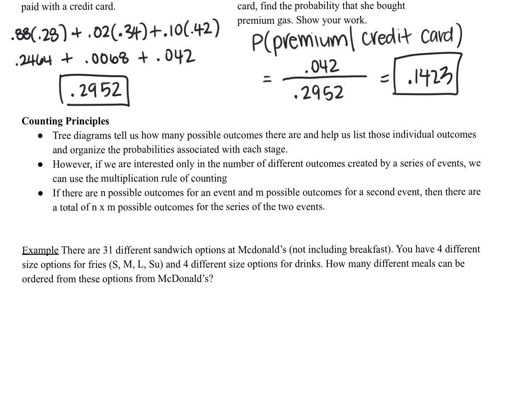In our example, there are 31 different sandwich options at McDonald's, not including breakfast. You have 4 different size options for fries: small, medium, large, and super. They don't do super size anymore. And then 4 different size options for drinks, which again, they don't do anymore. How many different meals can be ordered from these options? It doesn't just have to be 2 events, it could be 3 or 4. So you have your 31 different sandwich options times your 4 fries options times the 4 drink options, which again, there are not 4 anymore, but pretend there are. So there are 496 different meals.